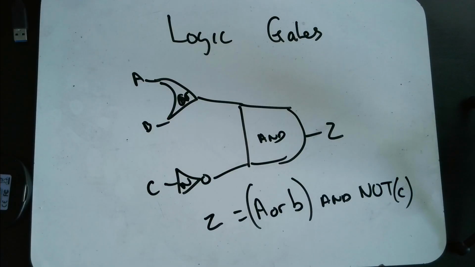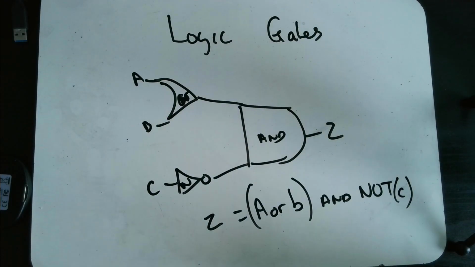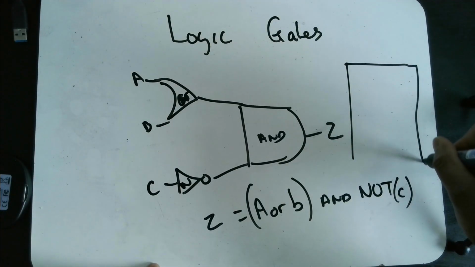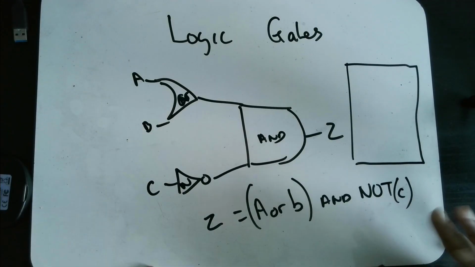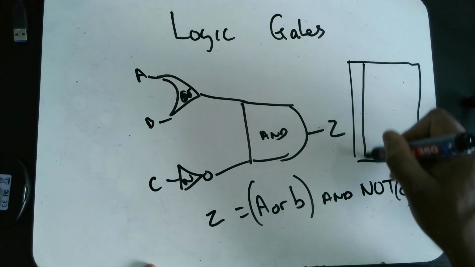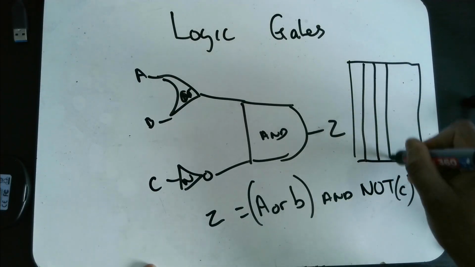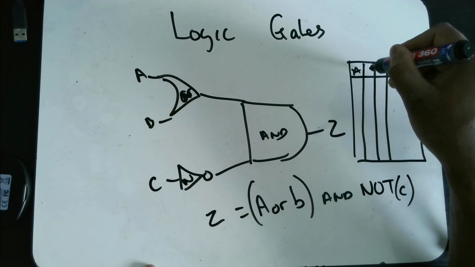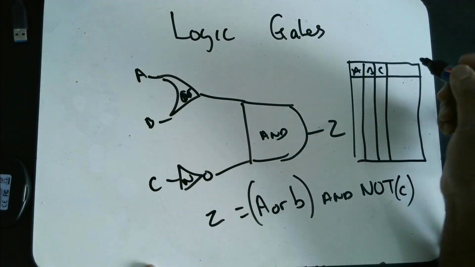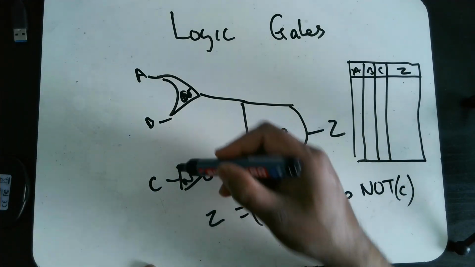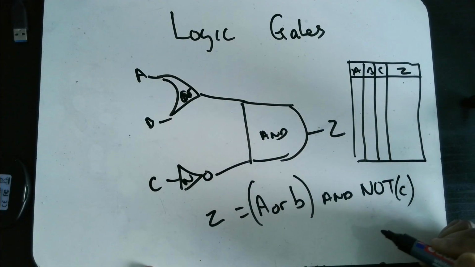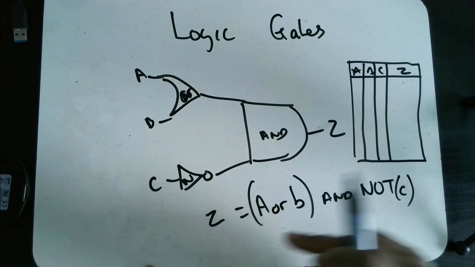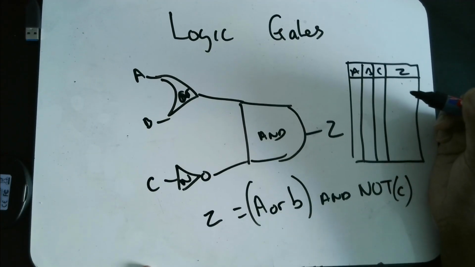Now, okay, so drawing a truth table for this, we need to work out the variables A, B, C, the inputs, and the output Z. Now we've got 3 inputs, so we can work out 2 to the power of 3. Depending on how many inputs, you do 2 to the power of 3, so that will be 8 possible combinations.